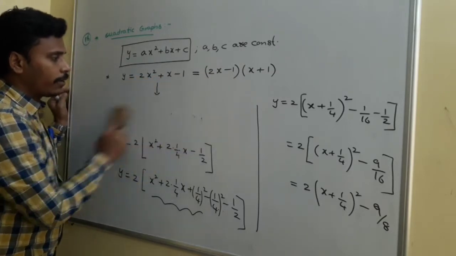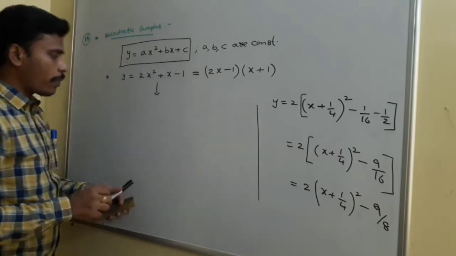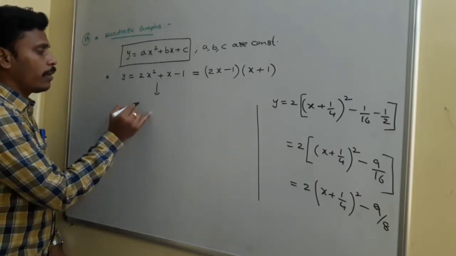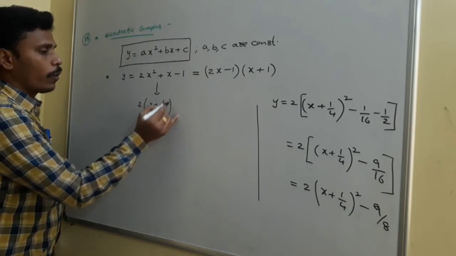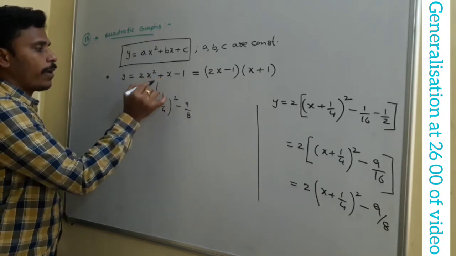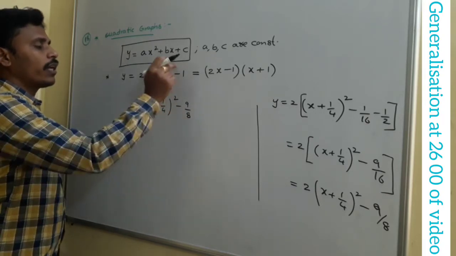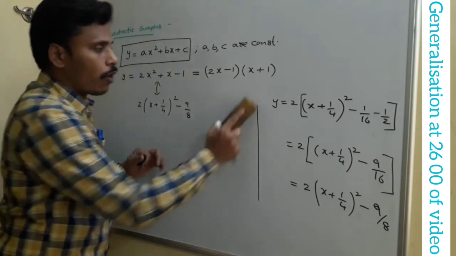So at the end, what I have is y equals 2x square plus x minus 1, which is nothing but 2 times (x plus 1 by 4) whole square minus 9 by 8. These two are actually the same. If you simplify it, you will get that one. If you rearrange it, you will get this perfect square form.